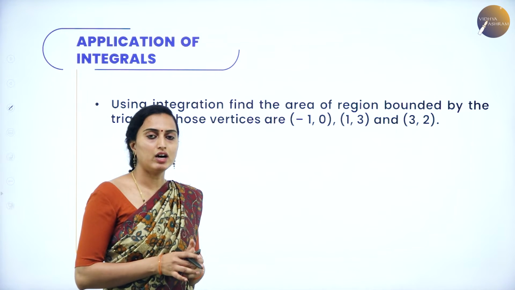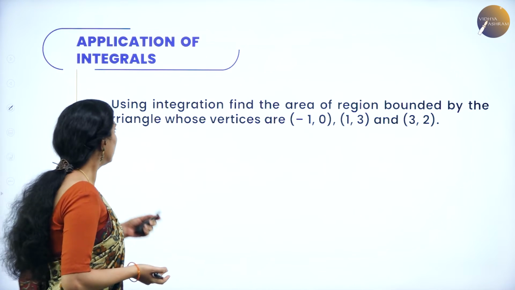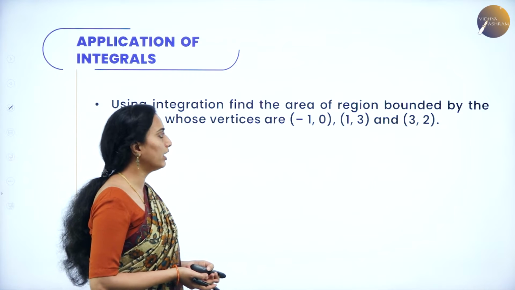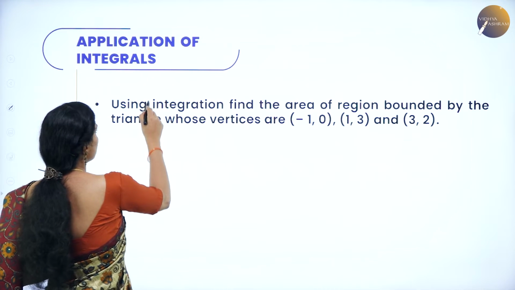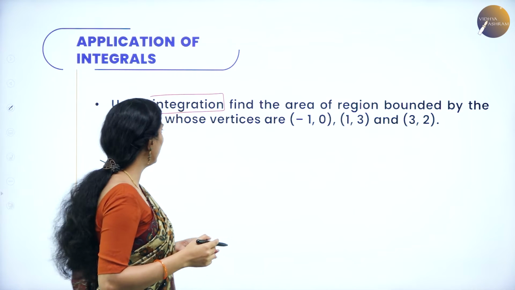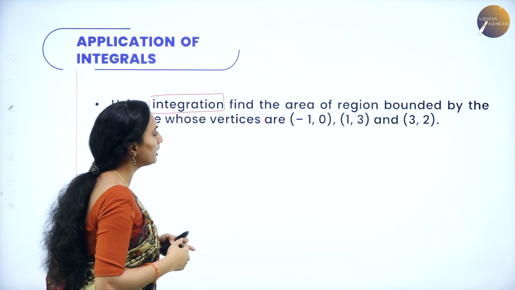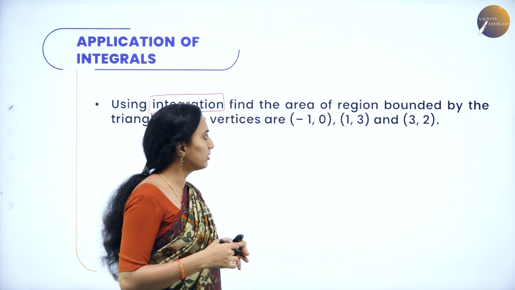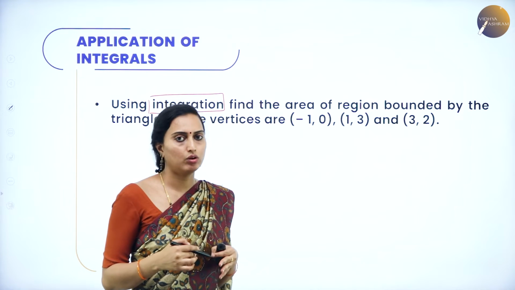This is what they have asked one time in your examination. Using the integration, find the area. This is a very important step. Using the integration, find the area of the region bounded by the triangle whose vertices are (-1, 0), (1, 3) and (3, 2).